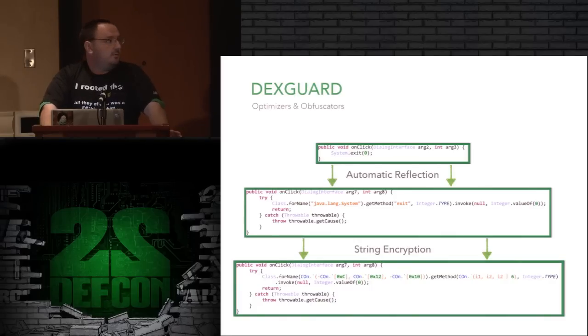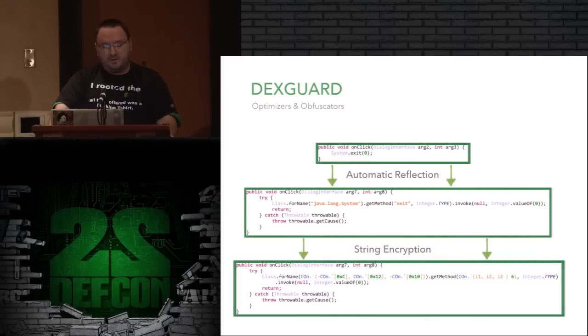Here's an example of the reflection and string encryption. The top field will have the standard API call, System.exit. And the middle field is the same call but using reflection, so it's a little bit more confusing looking, a little bit larger. So your DEX file size increases. And the bottom one is the reflection and the string encryption, which provides no hint as to what it's actually doing when it's exiting the app.